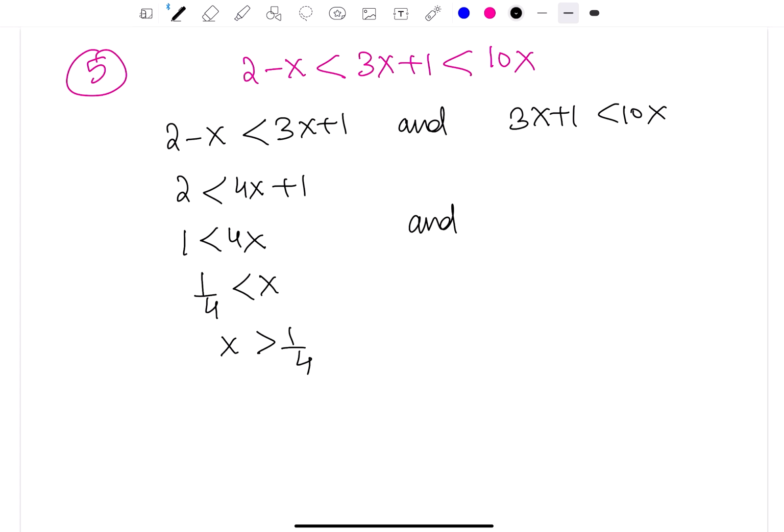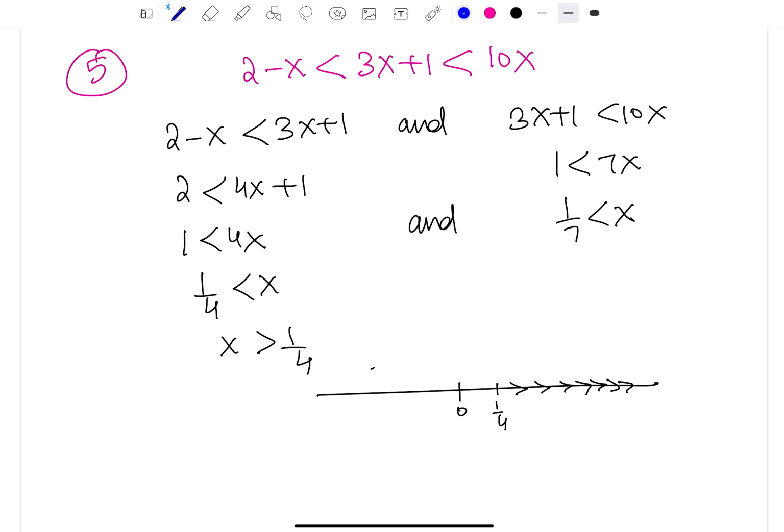And the second one, 1 less than 7x, so we can subtract 3x from both sides. 1/7 less than x. Let's graph these solutions, and wherever they overlap, that's going to be my solution to the inequality. So the first one is telling me x is greater than 1/4. This is where 1/4 is. All these points satisfy the first inequality. And 1/7 is here. So the second inequality says everything to the right of 1/7 is my solution.